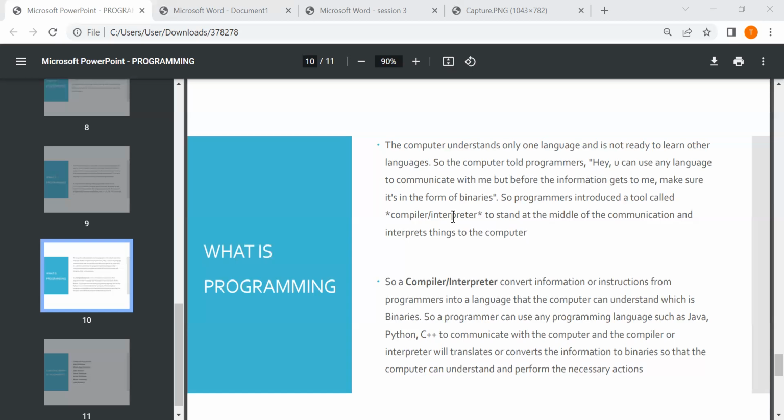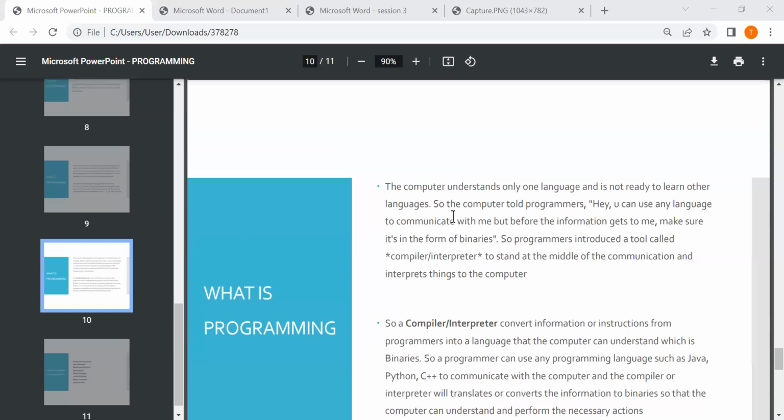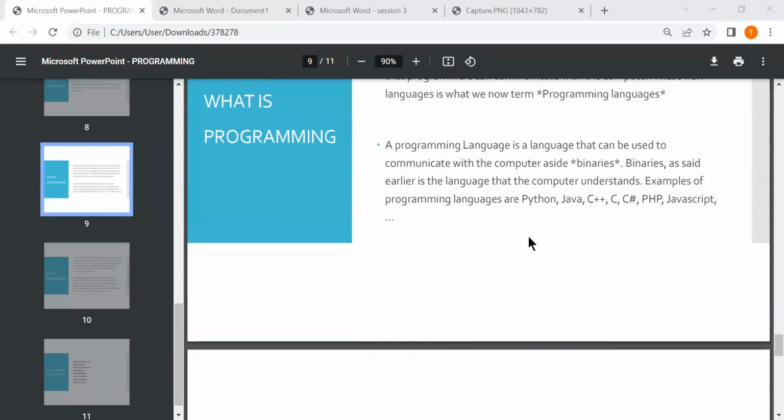It interprets the information from the language the programmer is using into the language that the computer understands. You get it? So the programmer didn't feel comfortable using the binary language, so the programmer chose to use Python, Java, C++, or C to communicate with the computer. The computer doesn't understand any of these languages. So a tool was introduced, known as a compiler or interpreter, to convert any information written with Python or Java or C++ into binaries.